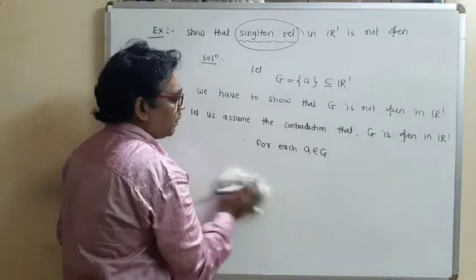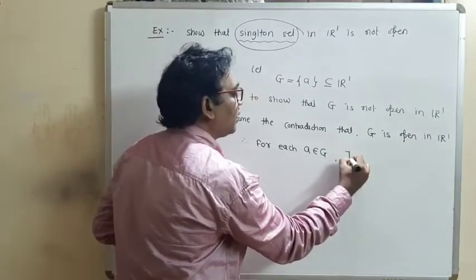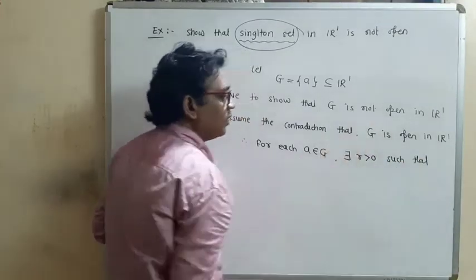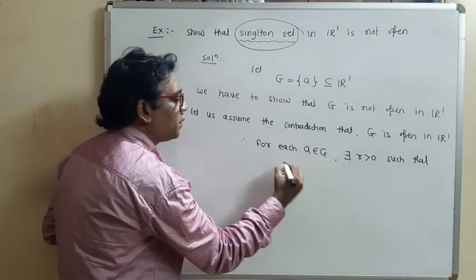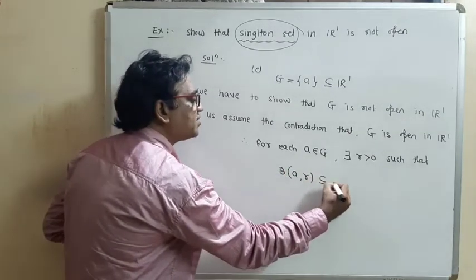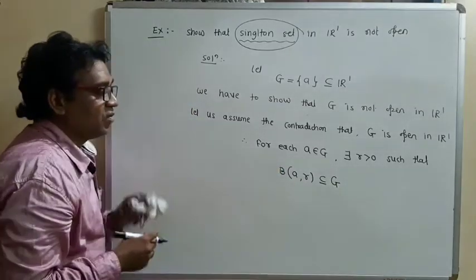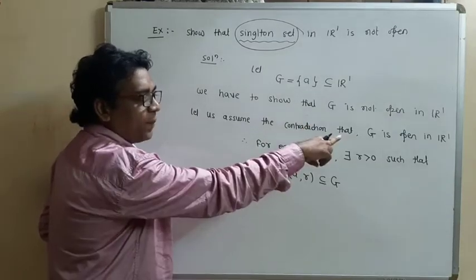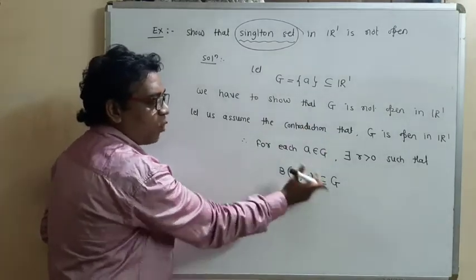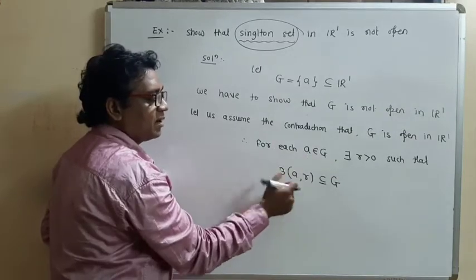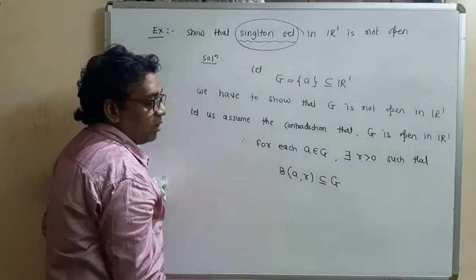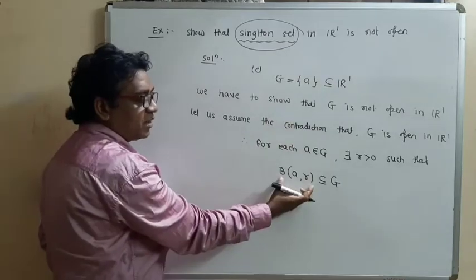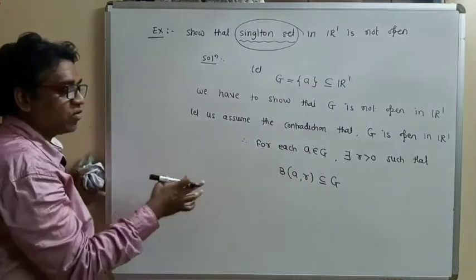So for each a belongs to G, there exists r greater than 0 such that the open sphere B with center at a and radius r is a subset of G. So this is the definition of open set, because we have taken G as an open set. Now we have seen that an open ball in the real line is nothing but an open interval. We have seen this concept in the previous video.